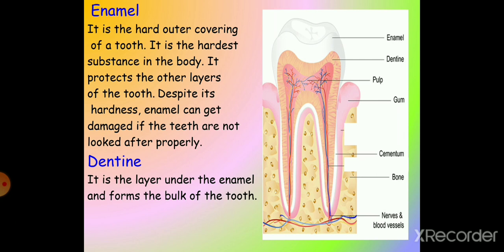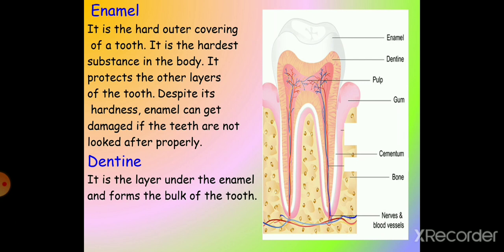First, let's know about the enamel. It is the outermost white layer of the tooth. It is a very hard outer covering of a tooth, and you would be surprised to know that the enamel is actually the hardest substance that is present in our body. Yes, it is the hardest one. It protects the other layers of the tooth. So it actually acts as the bodyguard of the tooth.